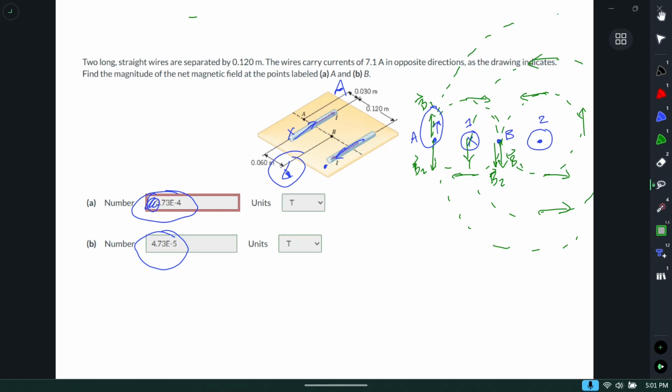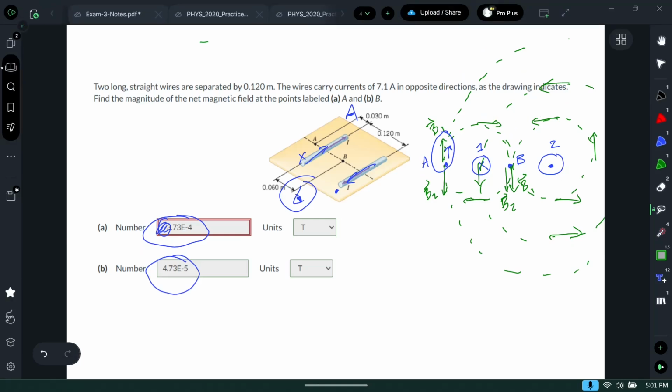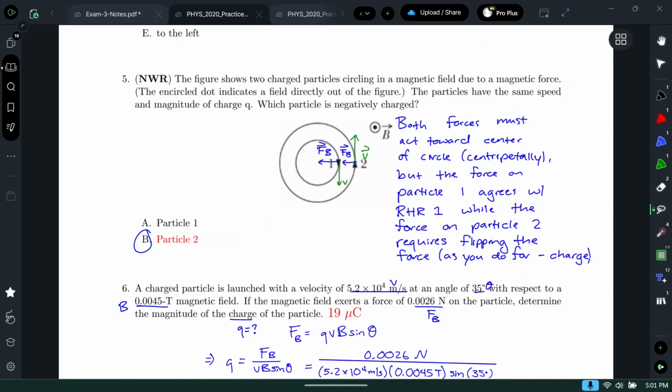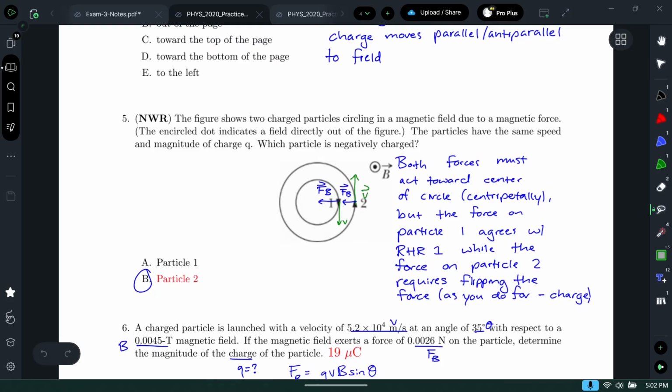I have a few more from someone else over email, and they're about questions in the practice exam. The questions were about 5 and 8. They say, I understand that charges have a circular path and that negative and positive charges flip the direction of the path, but I'm having trouble working these problems. Would be helpful to see a quick refresher on how to do this. Okay, so if I look at 5, it shows two charged particles. They have the same speed. Which one is negatively charged?